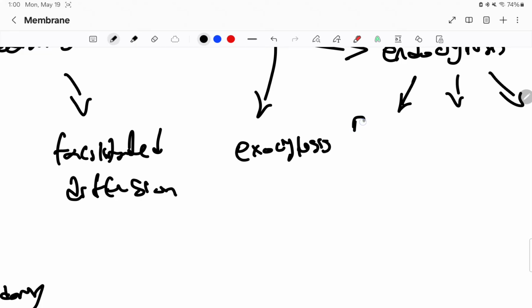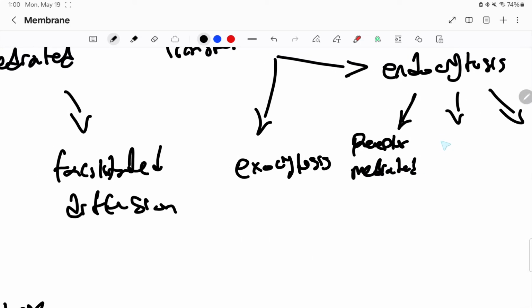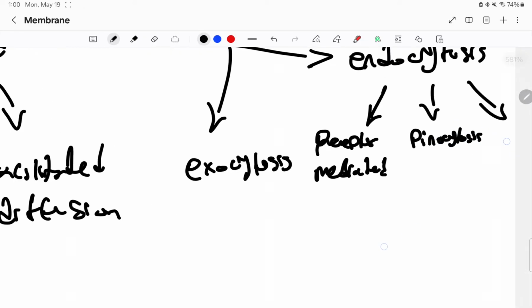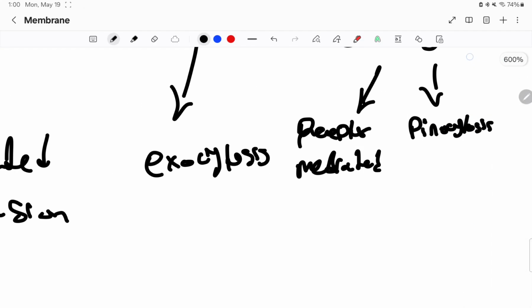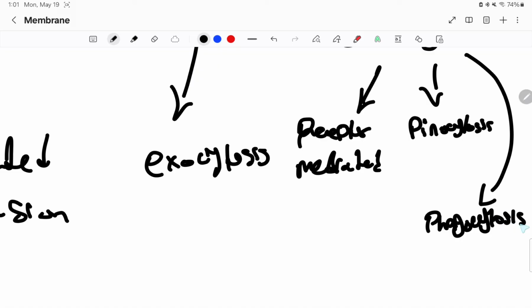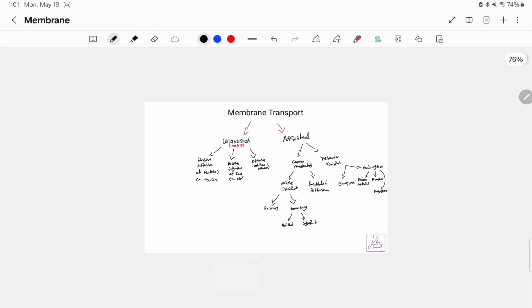And you can split endocytosis into three parts. One is called receptor-mediated endocytosis. The other one is called pinocytosis. And then the last one, which I don't really have space for, so I'll write it here, is called phagocytosis.